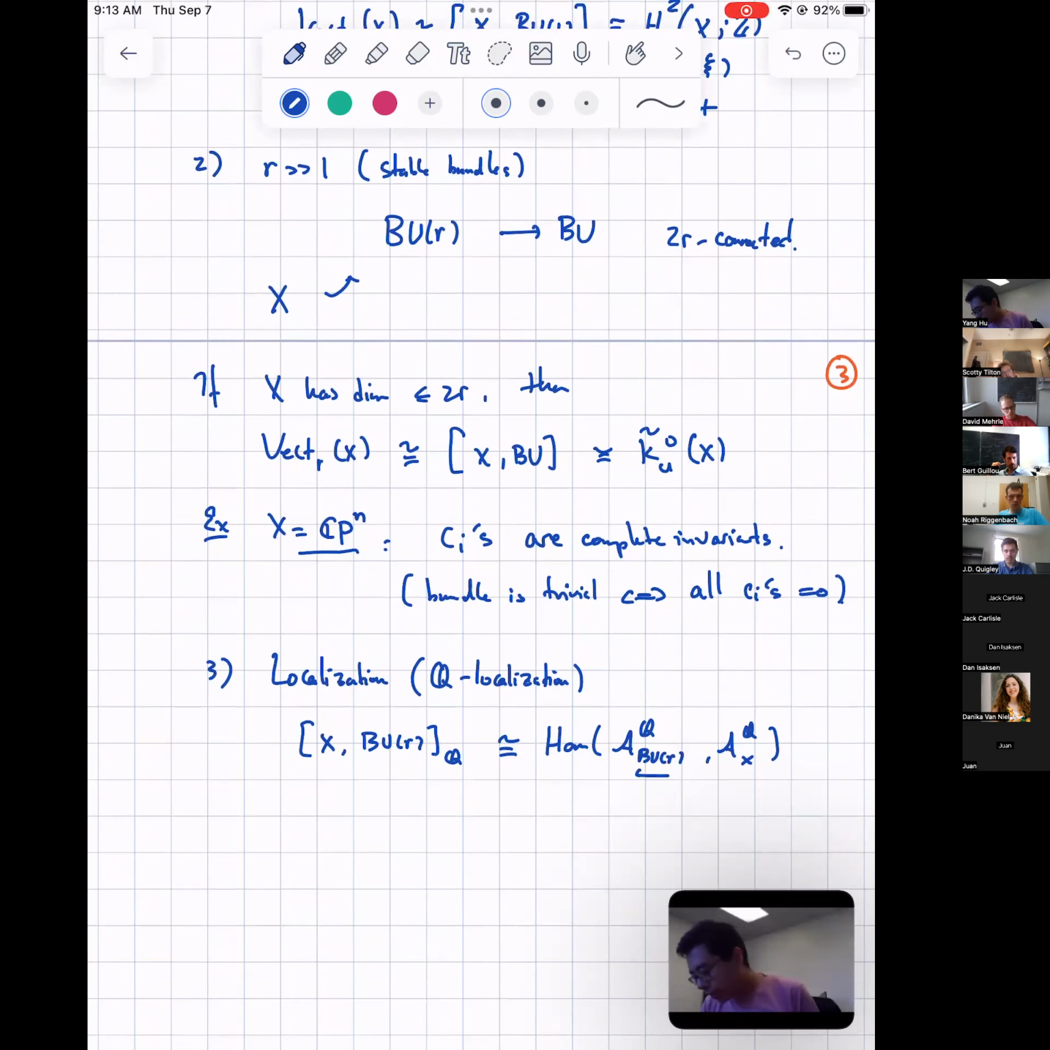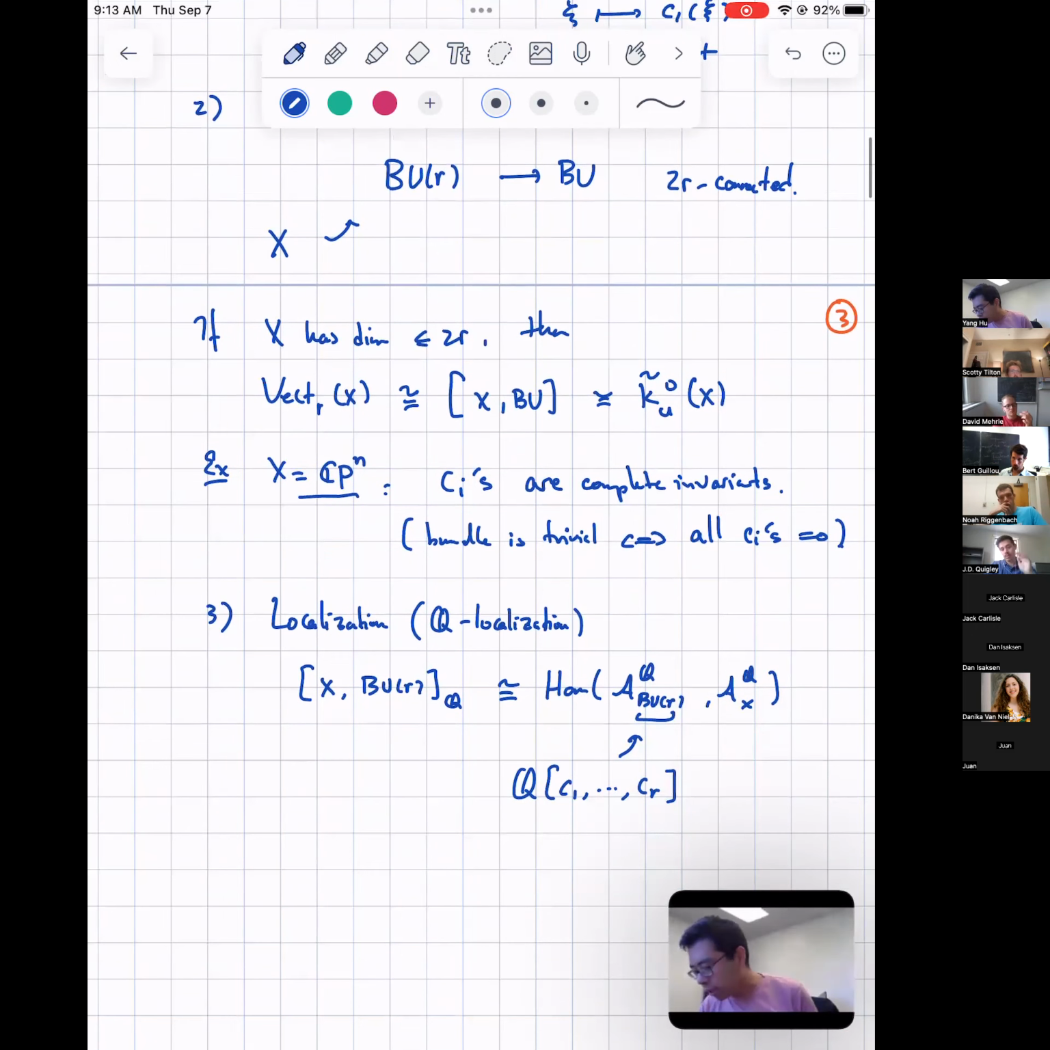And again, this classifying space BU(R) is nice enough in rational homotopy theory in the sense that it is formal, so that its rational model is quasi-isomorphic to its rational cohomology. So this rational model for BU(R) can be identified with a polynomial ring over Q adjoining R independent generators. The i-th generator c_i lives in degree 2i.